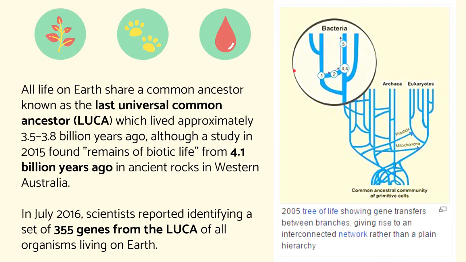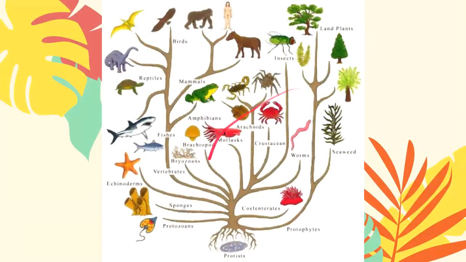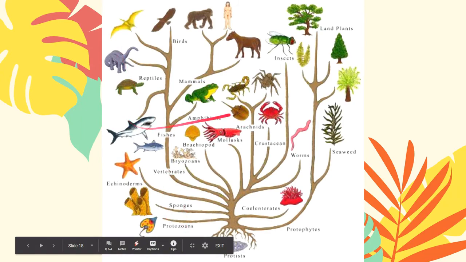All life on Earth shares a common ancestor. We call that LUCA, or the last universal common ancestor. According to research, LUCA lived approximately 3.5 to 3.8 billion years ago. And a study in 2015 found remains of biotic life as far back as 4.1 billion years ago in Western Australia. So we have new evidence that supports that all living things share a common ancestor.